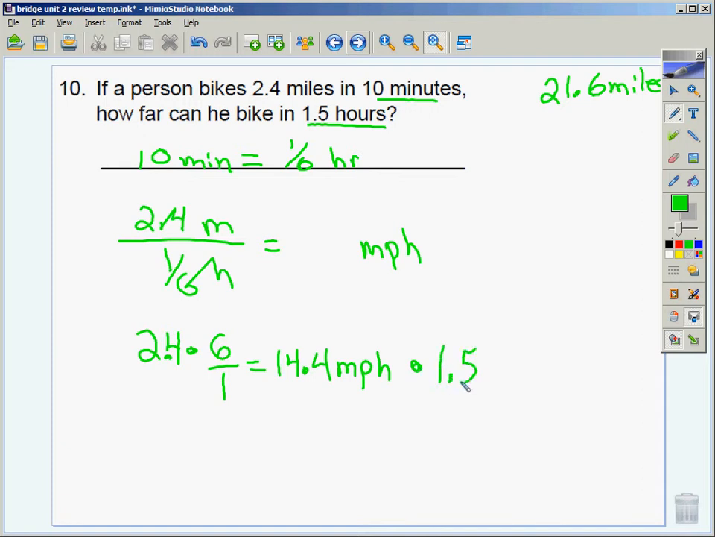1.5 hours, so all I had left to do was multiply that by 1.5. It did give me 21.6. Yes? I did it a different way. Yes, I've seen a lot of ways of doing it. Since I realized that half of an hour is 30 minutes, and then a whole hour is 60 minutes, and so that's 90 minutes. 90 minutes divided by 10 equals 9 times 2.4. And you certainly could have done that.